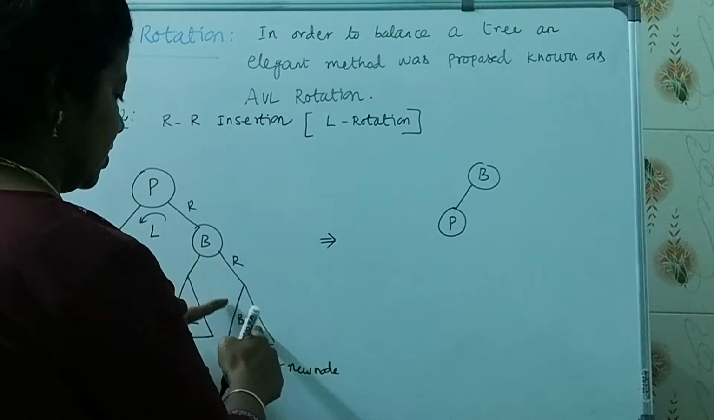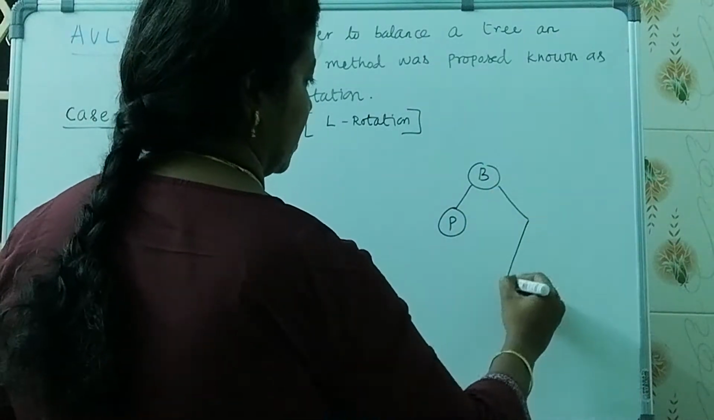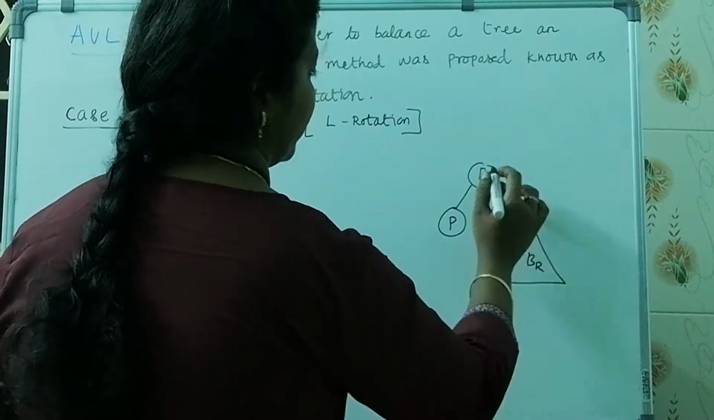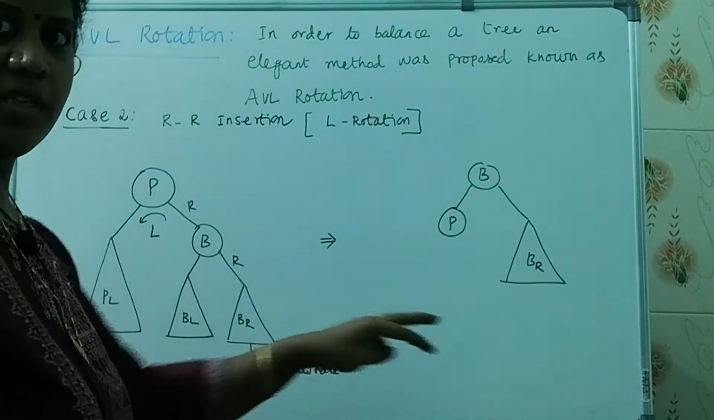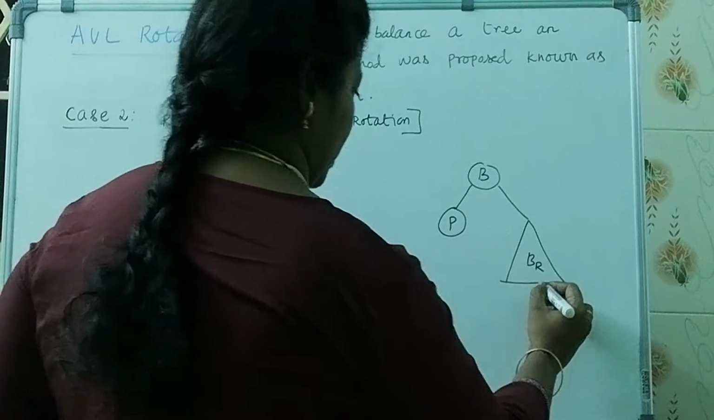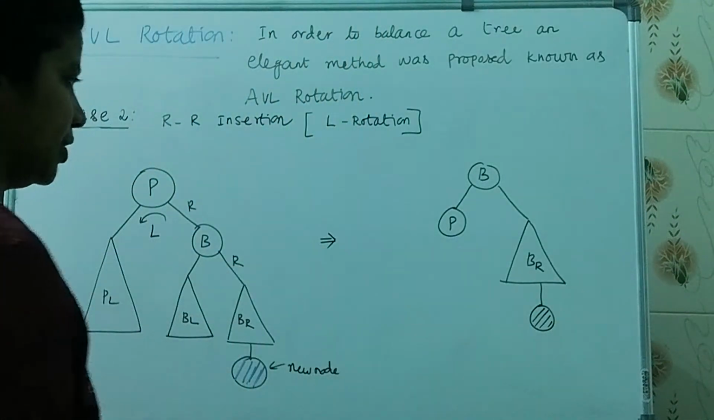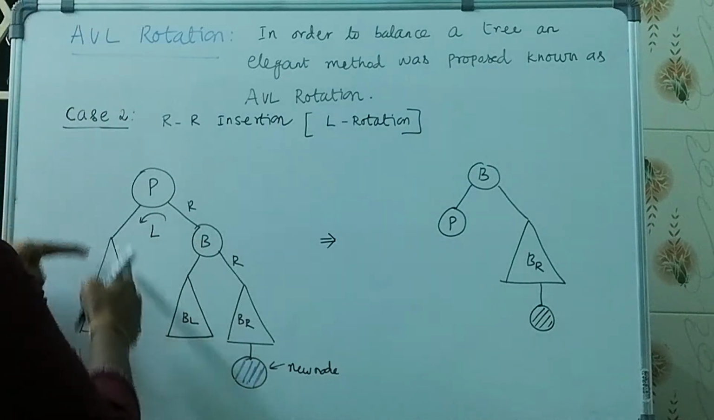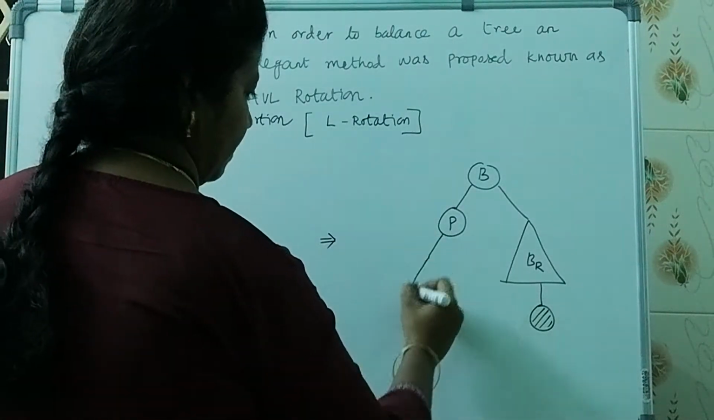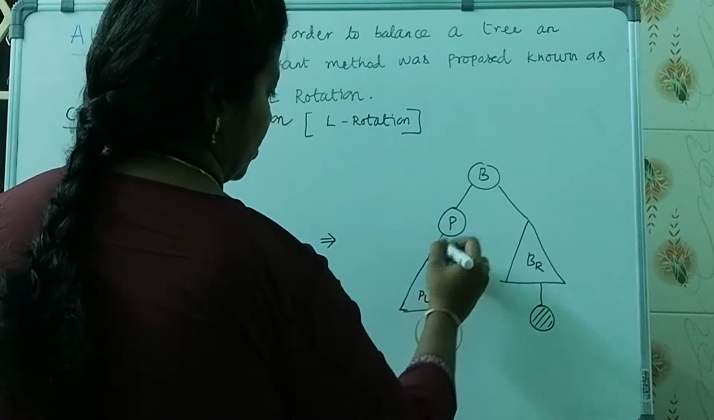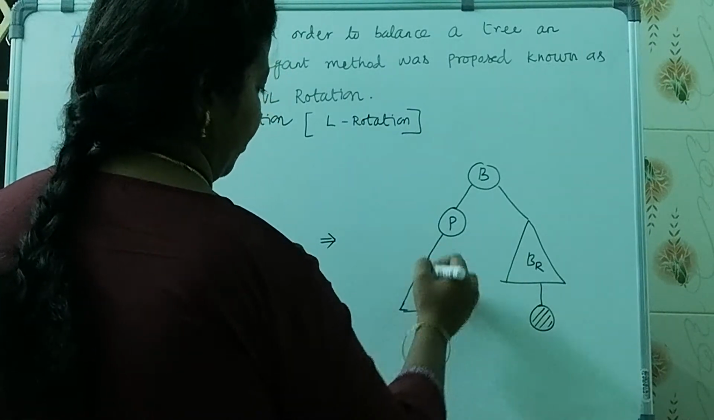There is no change in the BR. Why? Because all BR is greater than B. BR means right subtree of the node B. There is no change in BR, and also a new node has come in that right position. Similarly, there is no change in the PL. Okay, because PL is the left subtree, so it should come to the left of PL.